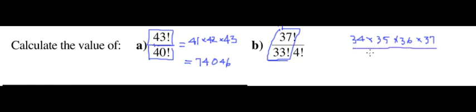37! over 33!. We can get those to cancel. 37! is a list of all the numbers up to and including 37. Then we lose all the numbers up to 33, so we're left with 34 times 35 times 36 times 37. And downstairs we have 1 times 2 times 3 times 4.